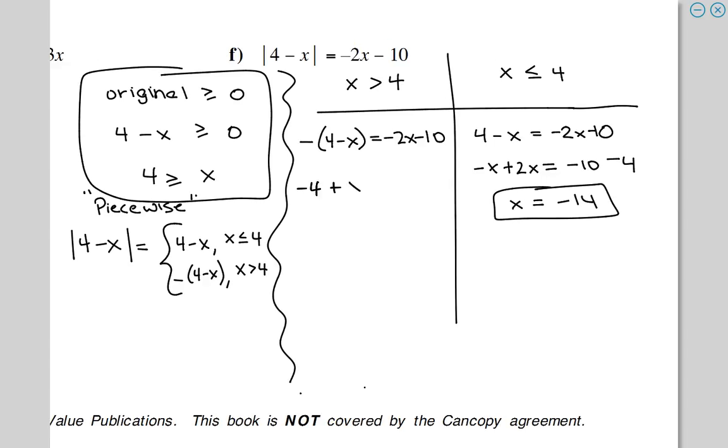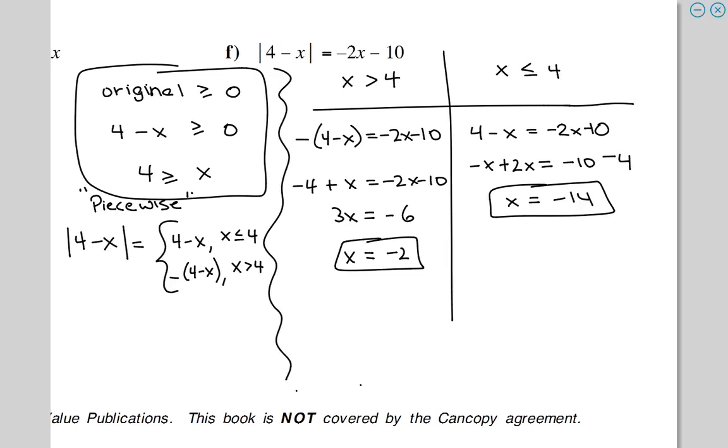Negative 4 plus x, negative 2x, negative 10. 3x is... plus 4, negative 6x is negative 2. So then you have to take these answers and double check the sub-intervals.